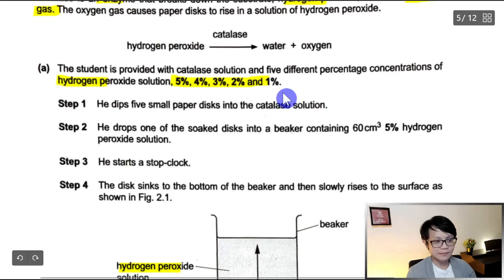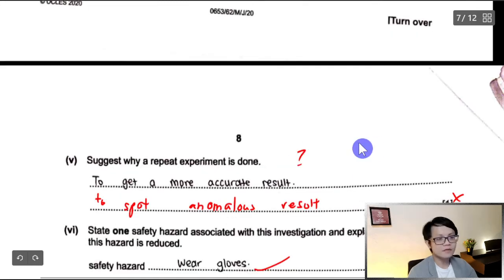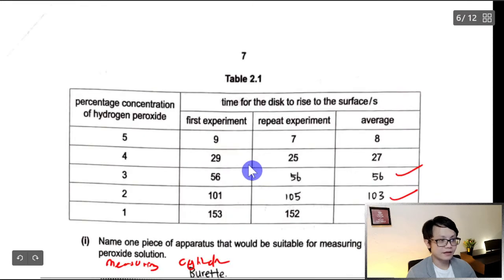Okay, let's look at the question. Name one piece of apparatus that is suitable to measure hydrogen peroxide. The answer is measuring cylinder. The student wrote burette. Then I give correct lah. Okay, so the answer in the marking scheme is the measuring cylinder lah.